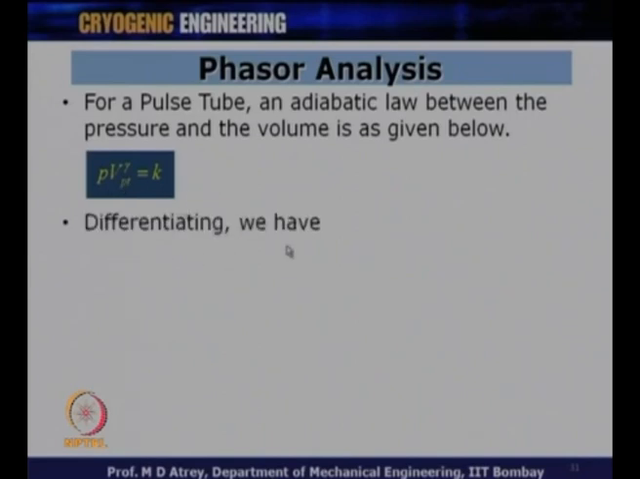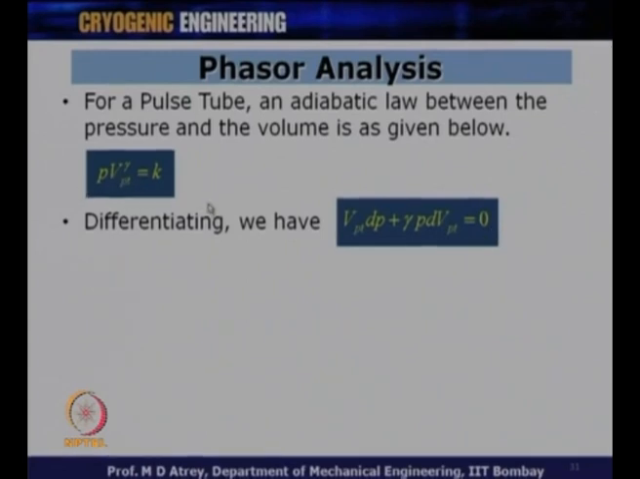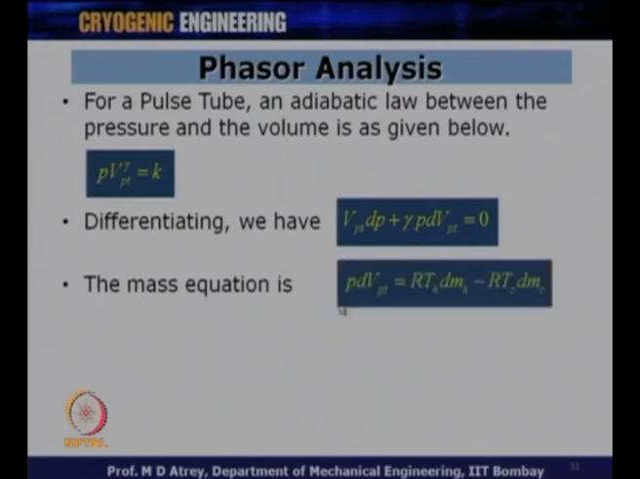Differentiating this, we have V_pt dP plus gamma times P dV_pt is equal to 0. Just differentiate this and rearrange the terms. What we get here is V_pt dP plus gamma times P dV_pt is equal to 0. Differentiating constant, what you get is 0. Now, what we have derived earlier as mass equation, we have already got it here. So, P dV_pt is equal to R T_H dm_H minus R T_C dm_C, which we have derived earlier.